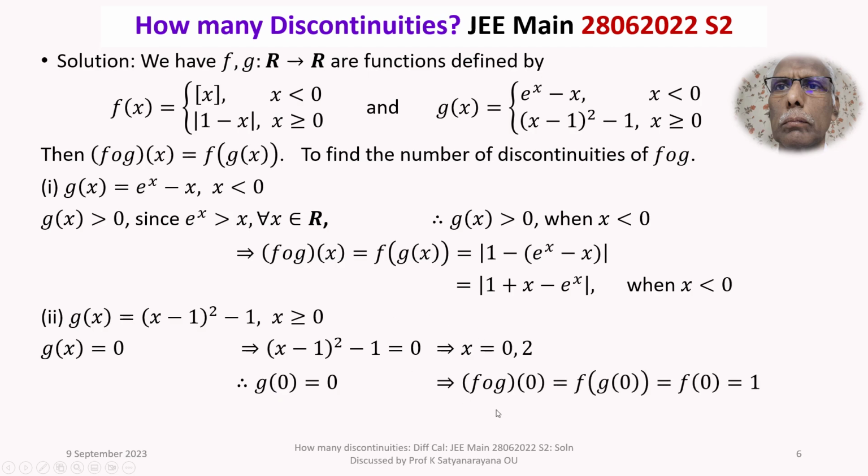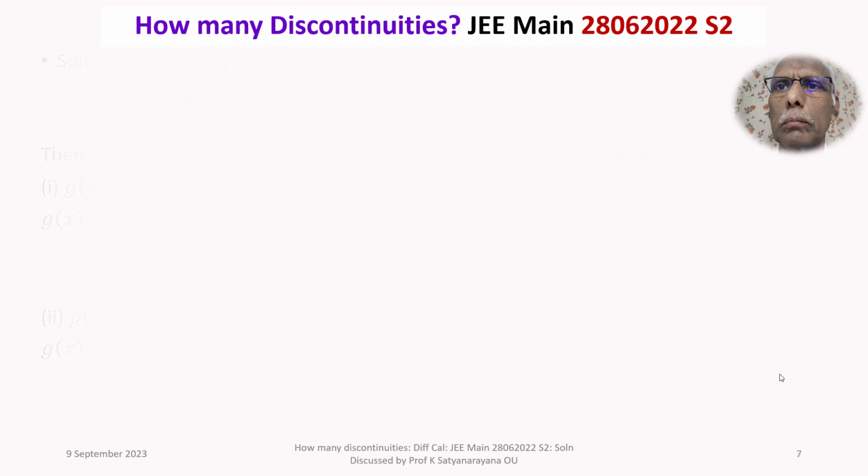So, we go to f compose g at 0 is equal to f of g at 0, that is f of 0. So, f of 0 is, you go to the second branch of f, so you substitute x is equal to 0 here, it will be 1. We continue in the next slide.